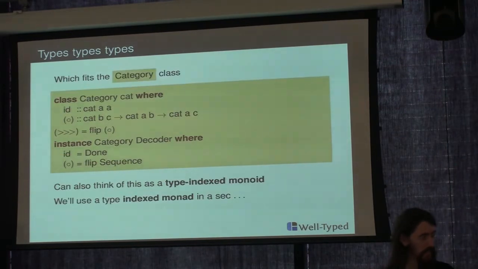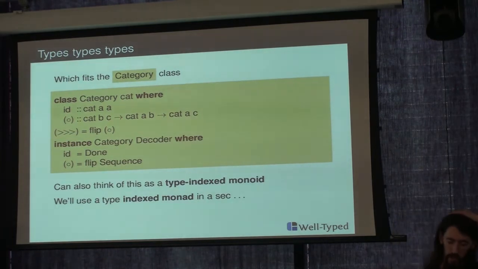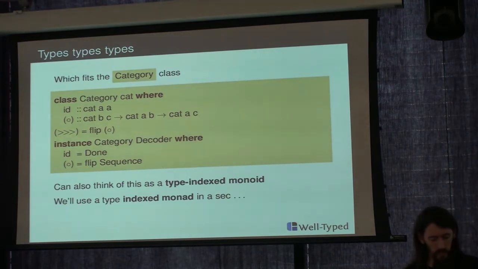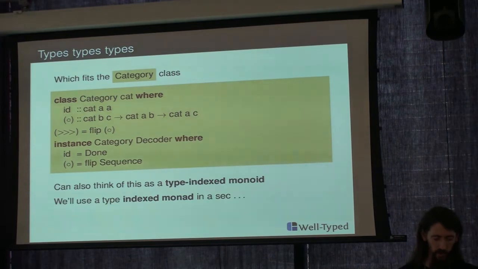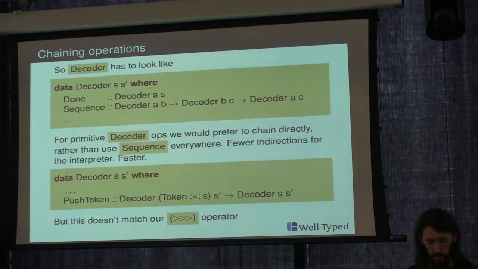So this actually fits the category class from the base package, identity and composition, and the one that we are going to use is actually the flip of the composition. If you're familiar with it at all, you can think of it as a category, but another nice way to look at it is a type-indexed monoid, because this has a nice connection with type-indexed monads, which we will also be using in a moment. Type-indexed because we've got these two extra type parameters to keep track of, in our case, the type of the stack. There are other things that are instances of category where it's keeping track of other things.